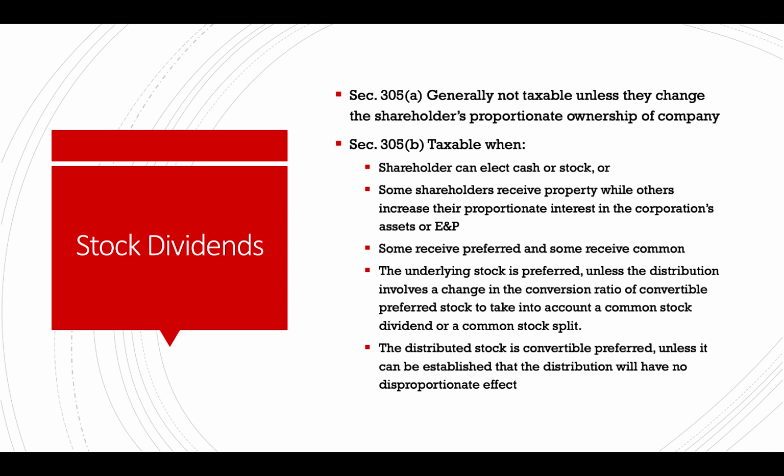It might be taxable when these 305(b) circumstances come into play. So the first, if the shareholder can elect to receive cash or stock, if some shareholders receive property while others increase their proportionate interest in the corporation's assets or earnings and profits, if some receive preferred stock and some receive common stock, if the underlying stock is preferred, unless the distribution involves a change in the conversion ratio of convertible preferred stock to take into account a common stock dividend or a common stock split, or the distributed stock is convertible preferred, unless it can be established that the distribution will have no disproportionate effect.